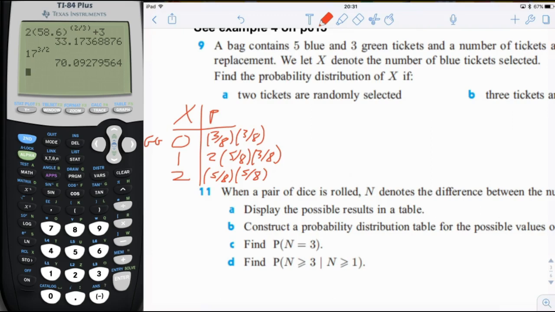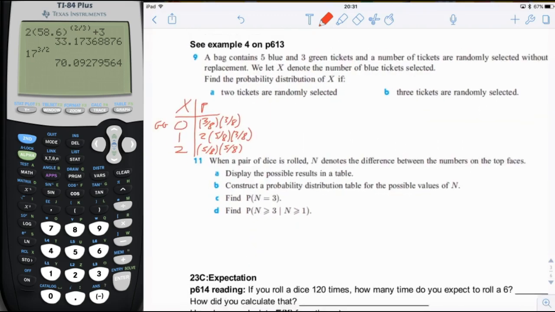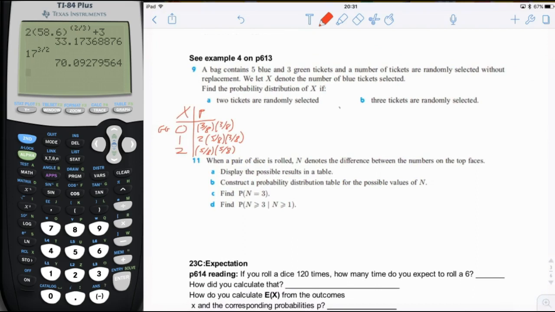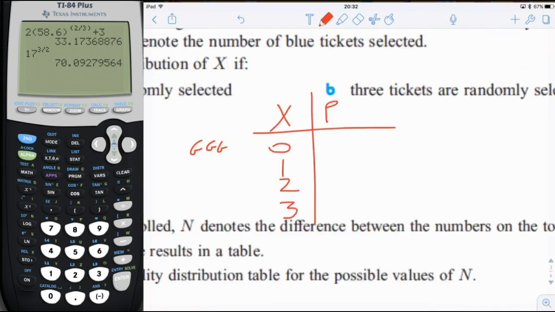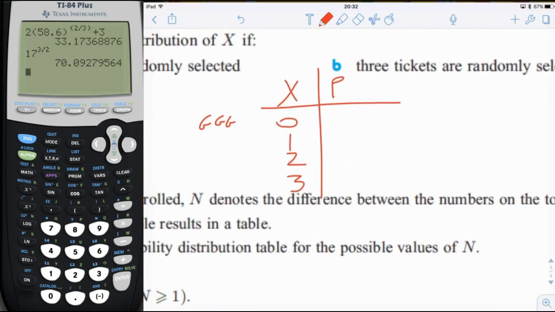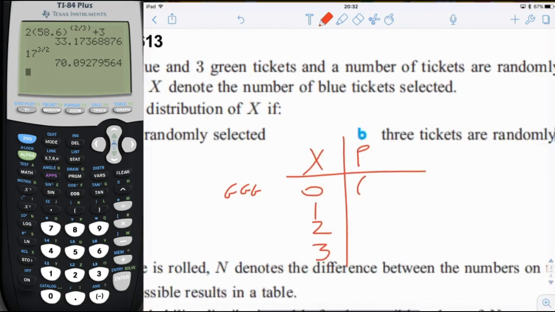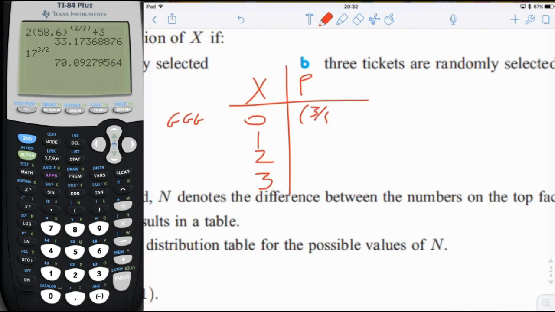Okay. What's the probability distribution for 3 tickets? Okay, so in this case it's going to be 0, 1, 2, and 3. And the probabilities are going to be, okay, so this is 3 greens. The probability of getting 3 greens is, and remember it's without replacement, it's going to be 3/8 cubed, right? What's the probability that you're going to get 3 blues? It's going to be 5/8 cubed.